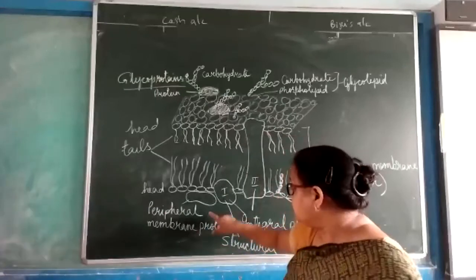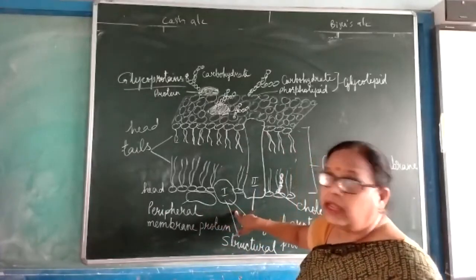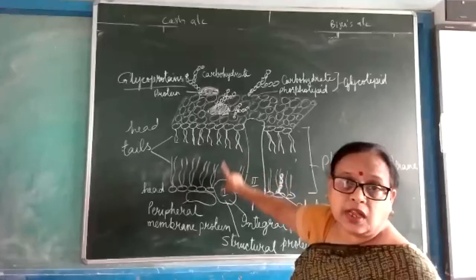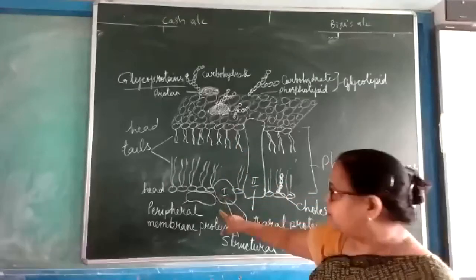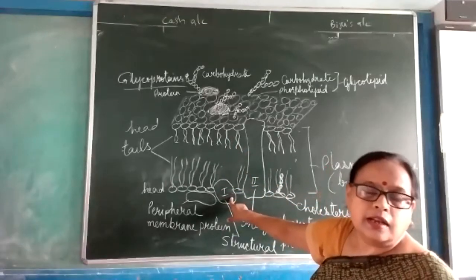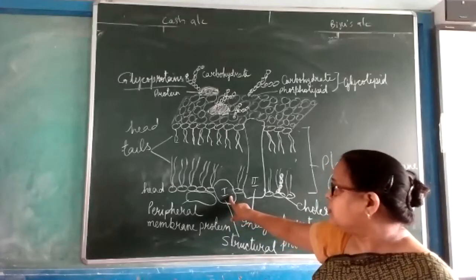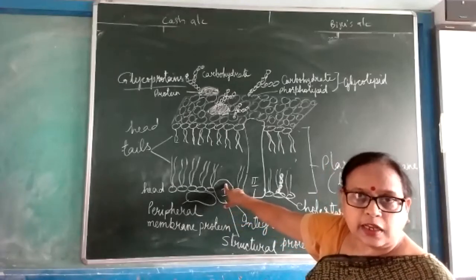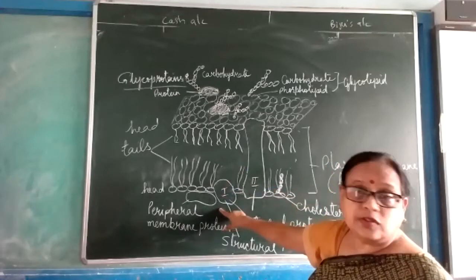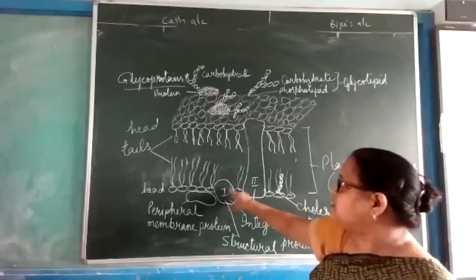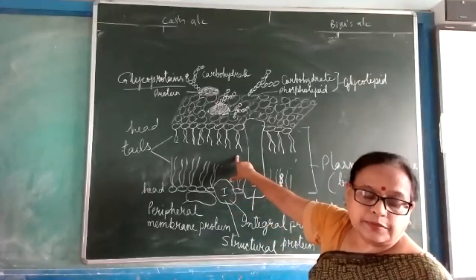So they are exposed to the surface and they provide stability to the lipid bilayer. They are small, penetrating partially in the lipid bilayer, exposed to the surface and provide stability to the bilayer.